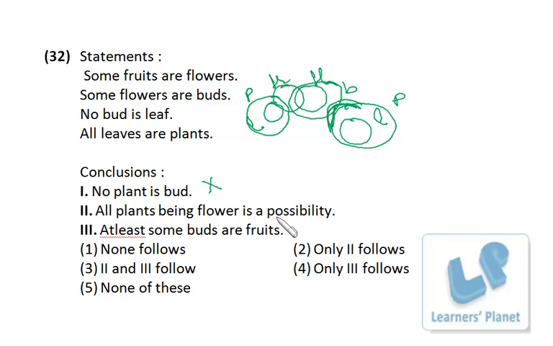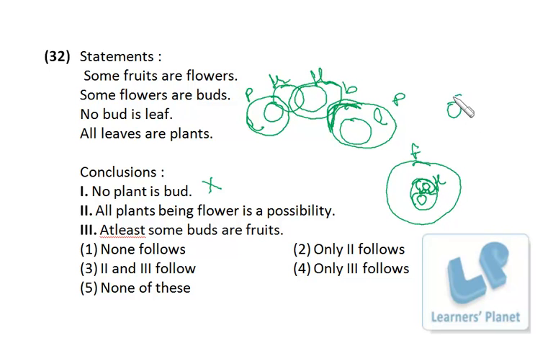All plants being flower is a possibility. All plants being flower, that means all the plants inside the circle of flower. So we need to draw a different set. Let's see. Some fruits are flowers. So this is fruit, this is flower. We can draw some fruits are flowers like this also, as I've explained earlier. Then some flowers are buds. This is like buds. Then no bud is leaf. We can have a different circle inside flower. Then all leaves are plants. So we can have a circle that is covering the circle of leaf like this.